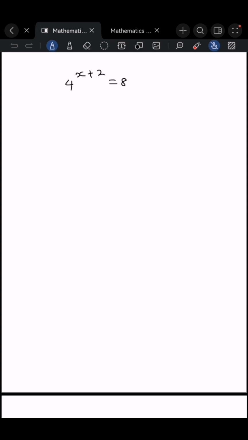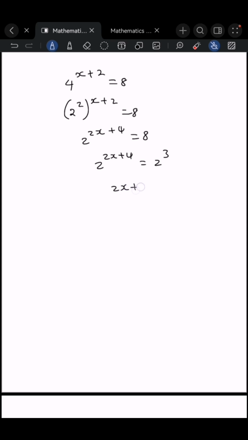4 raised to the power of x plus 2 is equal to 8. Therefore, what we have is 2 raised to the power of 2, to the x plus 2, is equal to 8. What we have is 2 raised to the power of 2x plus 4 is equal to 8. Right? 2 to the power of 2x plus 4 is equal to 2 to the power of 3. Therefore, 2x plus 4 is equal to 3. Therefore, 2x is equal to 3 minus 4. 2x is equal to minus 1. x is equal to 1 over 2, which is negative.